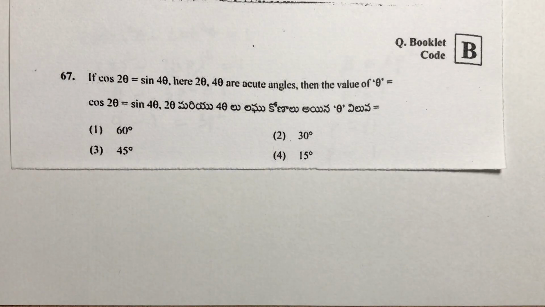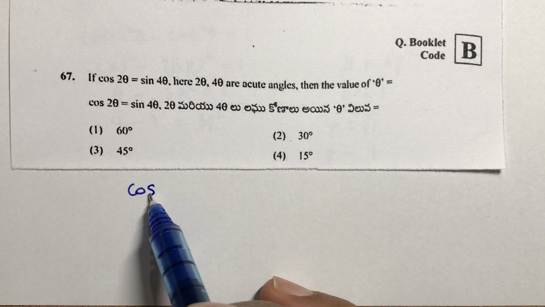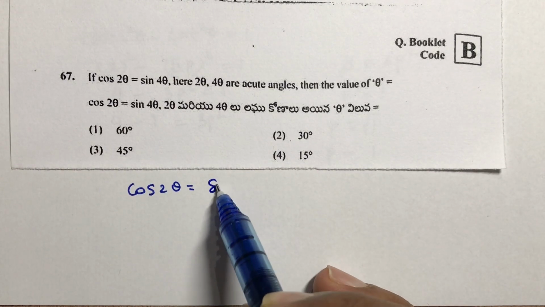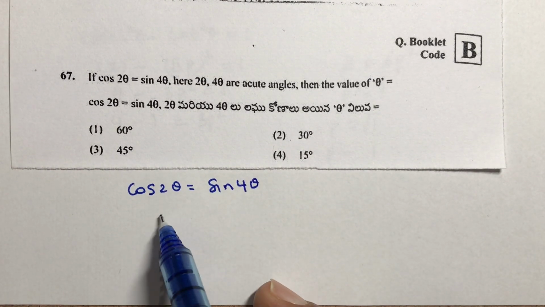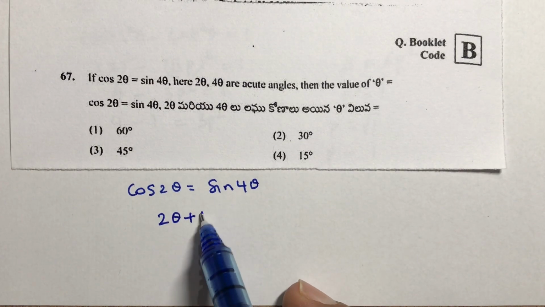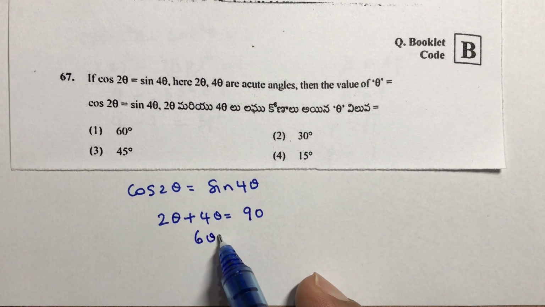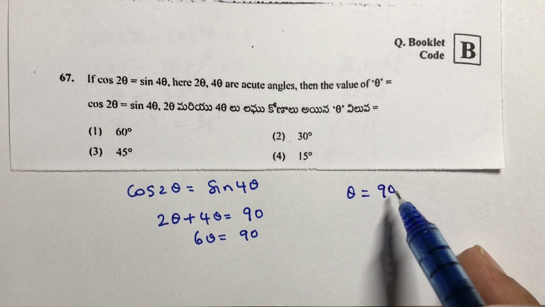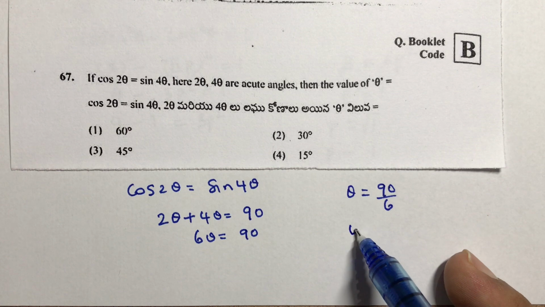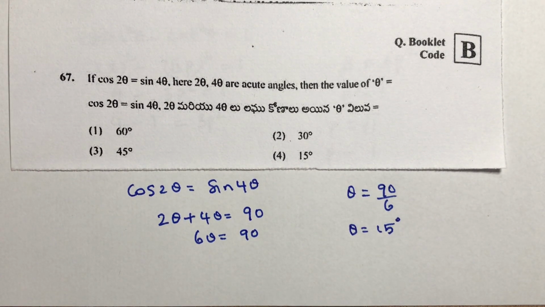Cos 2 theta equals sin 4 theta. Cos and sin are complementary. So 2 theta plus 4 theta is 90. So 6 theta value will be 90. So theta is 90 by 6. So the value of theta is 15 degrees. So the correct option is 4.